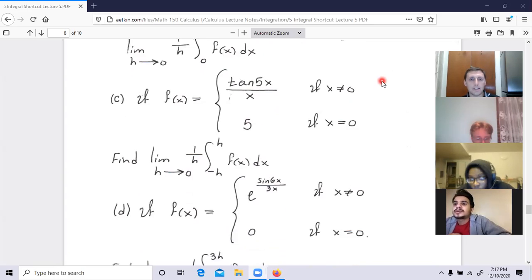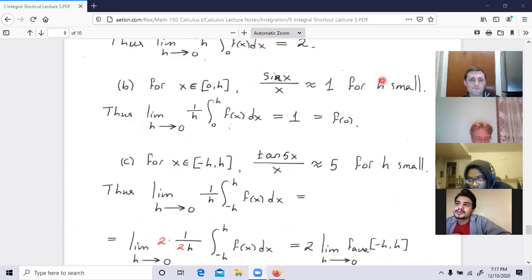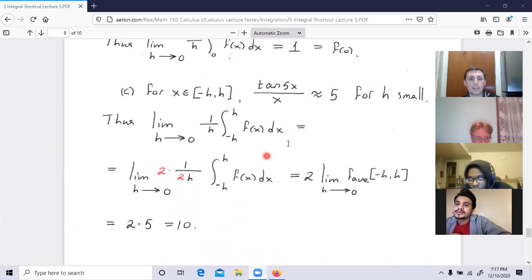Let's see this. Do you see what the situation is? The interval is from minus h to h, so of what length is it? It's h minus minus h, it's 2h. So to be the average, I need to place a 2 on the bottom, right? Now it's the average, do you see? And I compensate by multiplying by 2. Now the average near 0 must be 5. So it's 2 times 5.